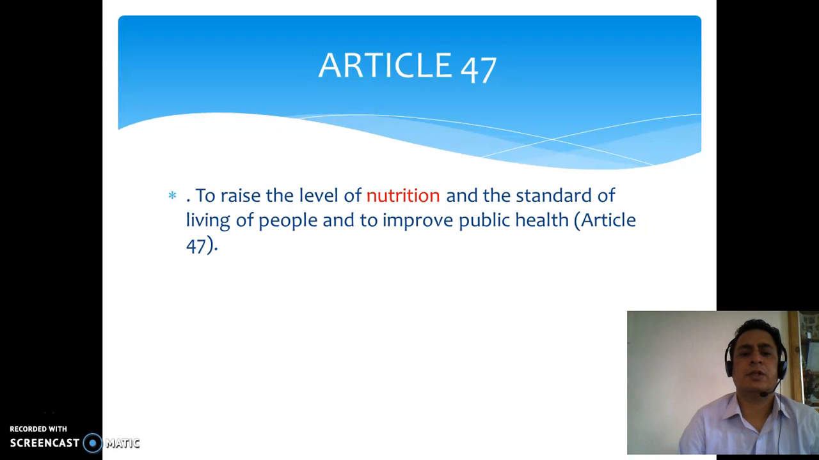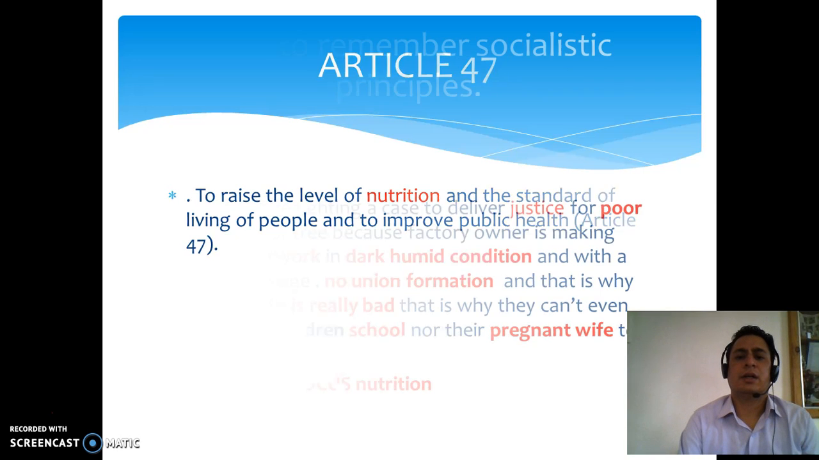Okay. Article 47 is to raise the level of nutrition and standard of living of people and to improve the health, for which government has already taken measures like midday meals, and fortification of foods is done, or the PDS which the government has brought. So all of this has been brought so that the Public Distribution System, the Midday Meal Scheme, all of this the government is bringing in order to implement this particular article.